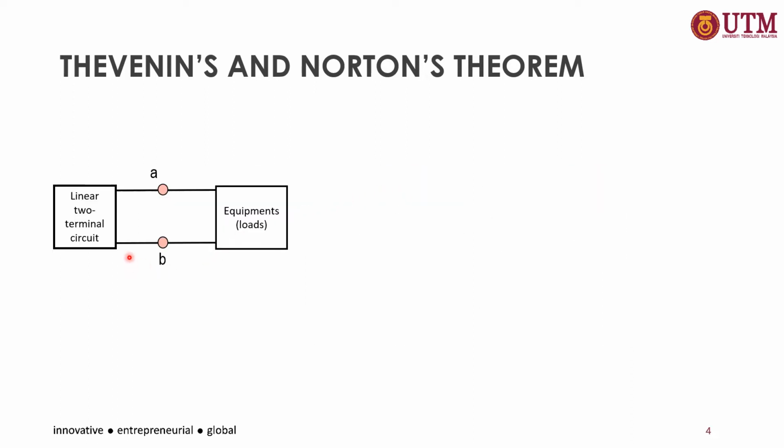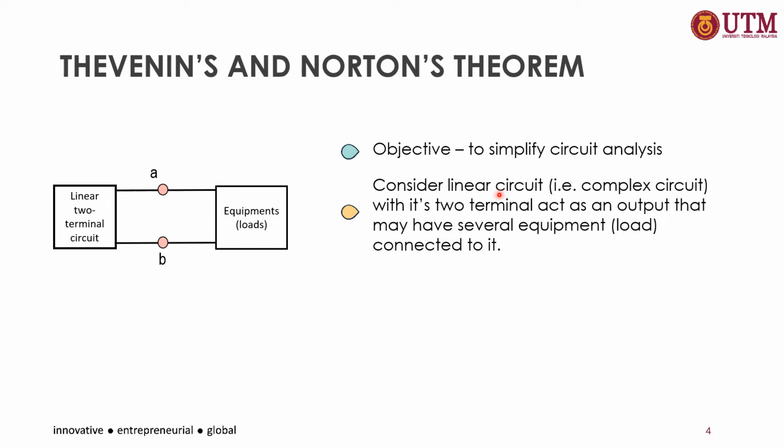The basic structure for this Thevenin and Norton theorem is a linear two-terminal circuit with terminals A and B, connected to an equipment load. The objective is to simplify our circuit analysis. We consider a linear circuit, for example a complex circuit with two terminals that act as an output, which may have several equipment loads connected to it.